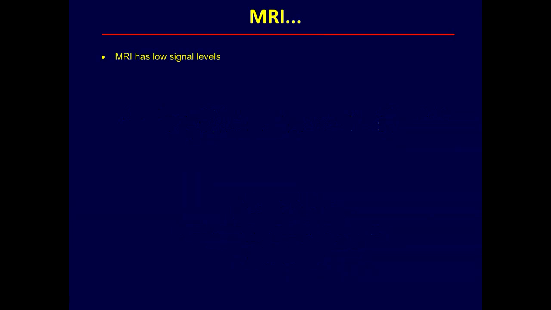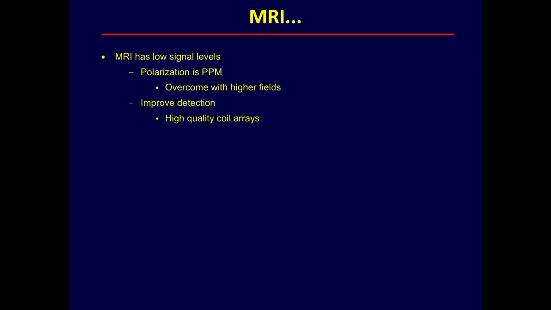Okay, so as Dr. Ennis was mentioning, MRI is really a great imaging modality, but it has its weaknesses as well. One of them is that it has a relatively low signal level. If you look at the polarization level in ppm for biological tissues, to overcome this low signal level, typically we can use a higher field strength. Going from 1.5 tesla to 3T is going to theoretically double the SNR available. And if you go to 7T, it's going to be even higher, and improve your detection. That means higher quality coils and better signal coil design, and these are still very active research areas to this day.